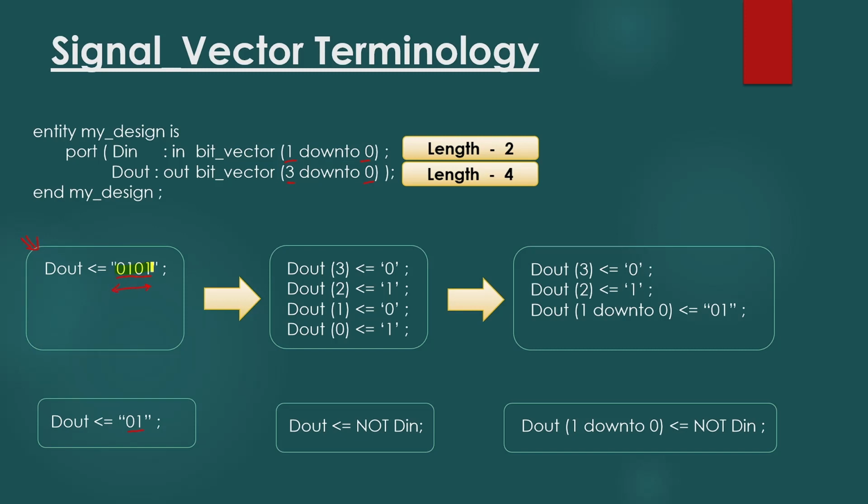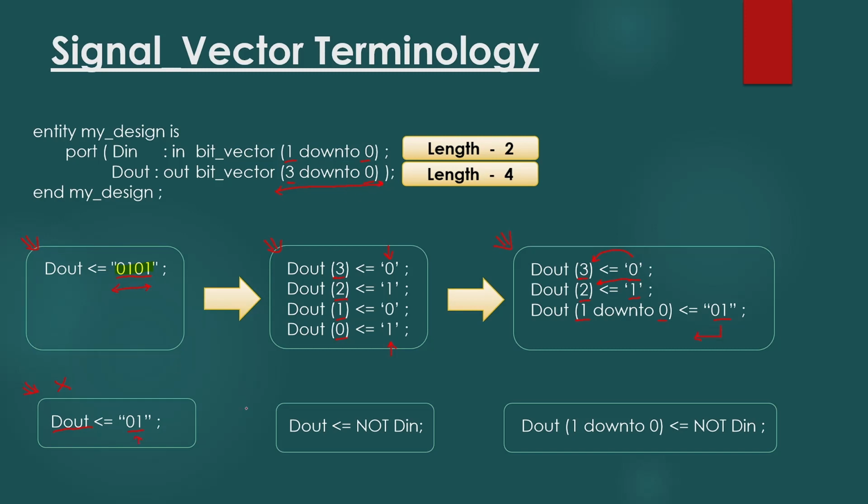Example 2 is also correct because we split dout into separate indexes by using brackets and assigned single-bit data in each index separately. Example 3 is also correct because the first two statements assign single-bit data to a specific index of dout, and the third statement assigns 2-bit data into dout's two indexes. But example 4 is incorrect because dout has a length of 4 bits but we are assigning only 2 bits.